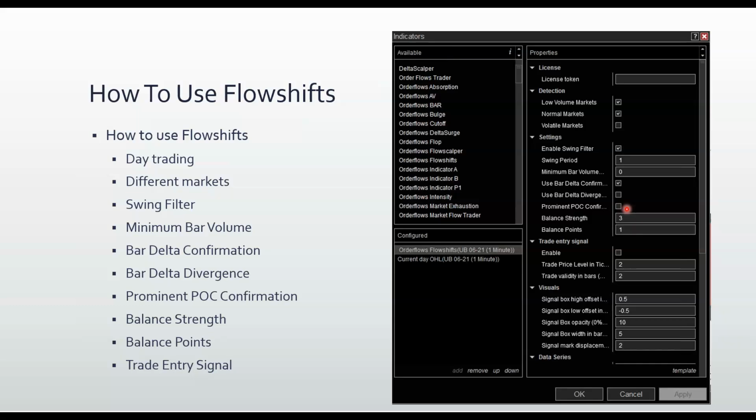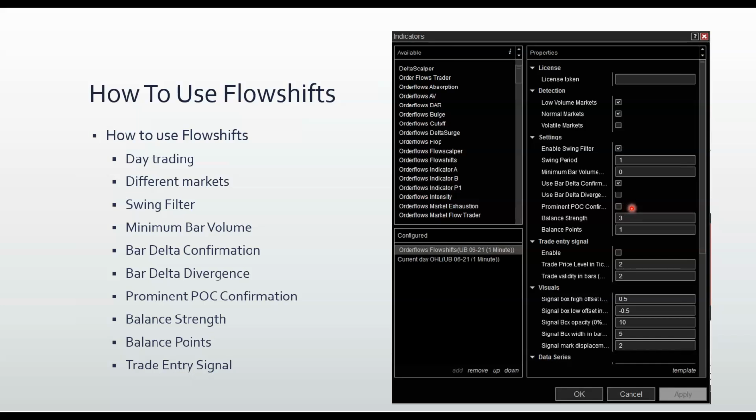It's an extra filter, and it's really meant for one or two users out there that really like to look for prominent point of control. The problem is with prominent point of control, you're really going to filter out a lot of trades, because while every bar has a point of control, not every bar has a prominent point of control. During the trading day, for example, on a 1-minute E-mini chart, there might be only 15 prominent points of control that come up. So you turn that filter on with Flowshifts, you may get one or two signals, if that. You might get zero. But it's in there because I know some people like to use that as a filter.